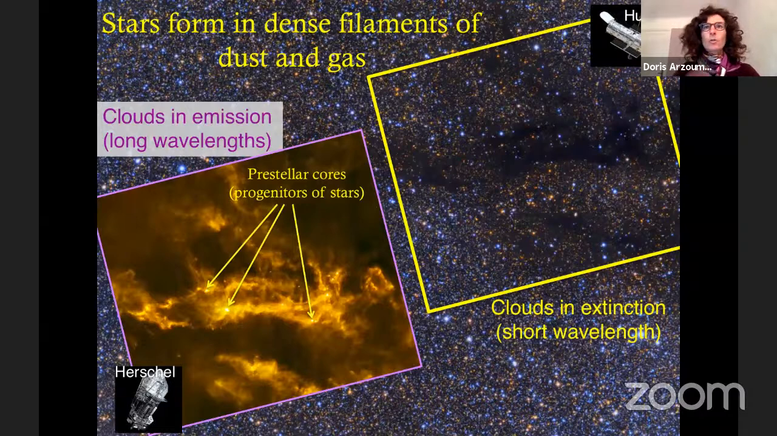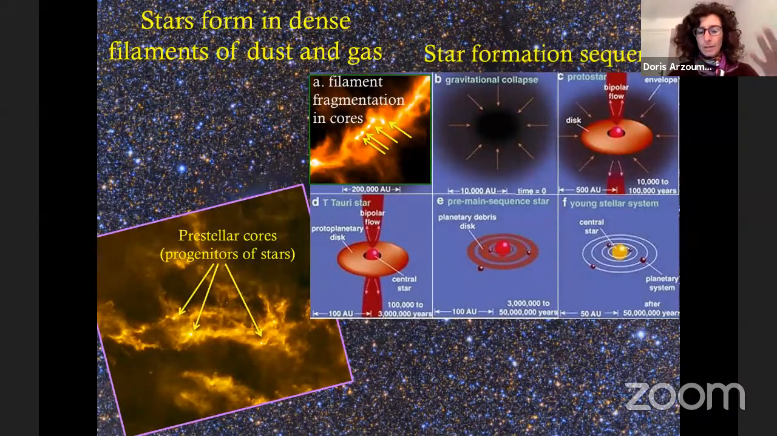Here I show briefly the star formation sequence of a solar type star, which starts by the gravitational fragmentation of these filaments. The fragmentation of these filaments results in a prestellar core, which is a gravitationally bound object. So this is the first step. Then this gravitationally bound prestellar core will collapse under its own gravity, and a stellar embryo will form in the center. These objects are called protostars. So they are not stars yet, they are before the stars.